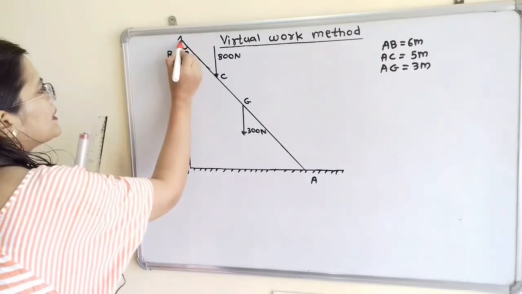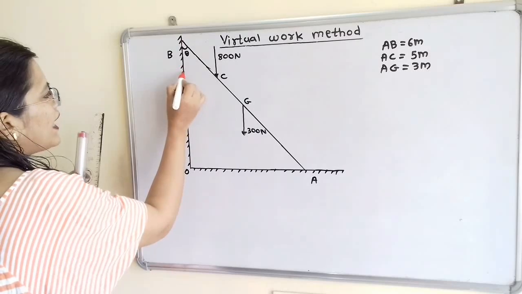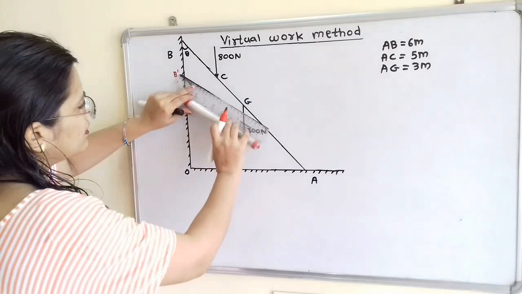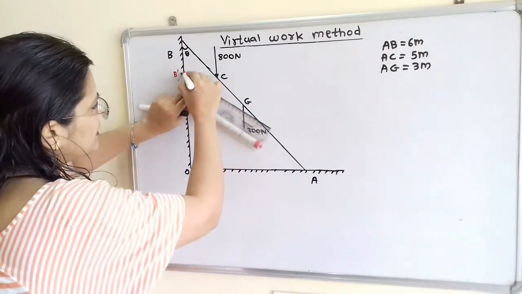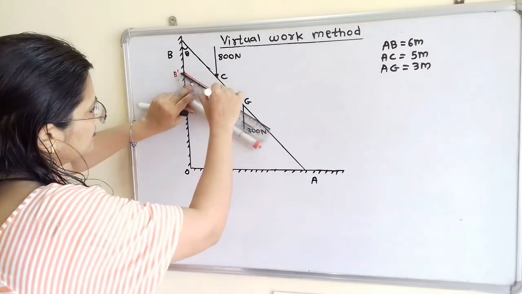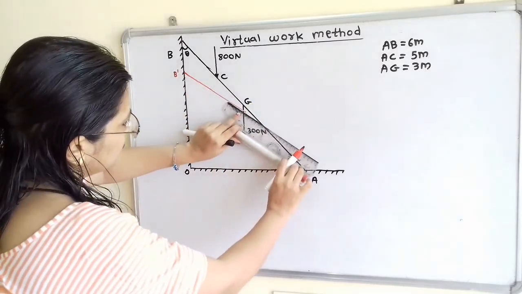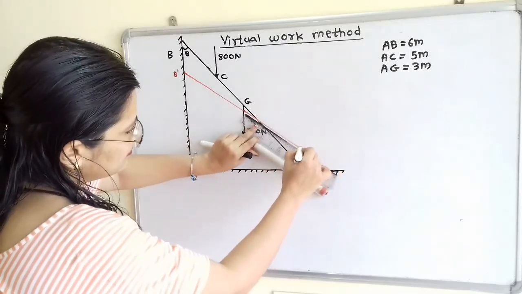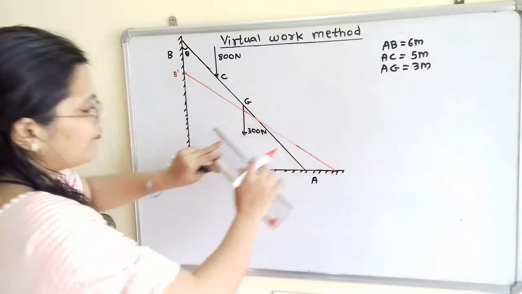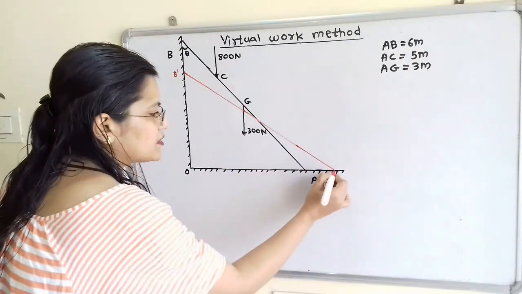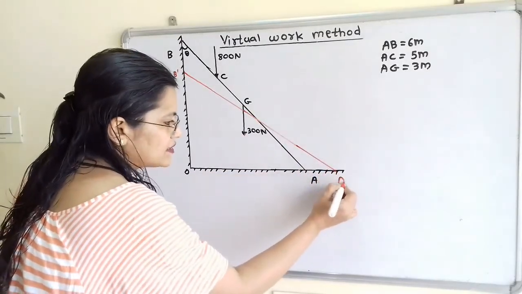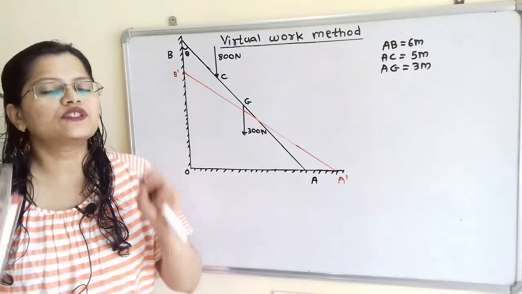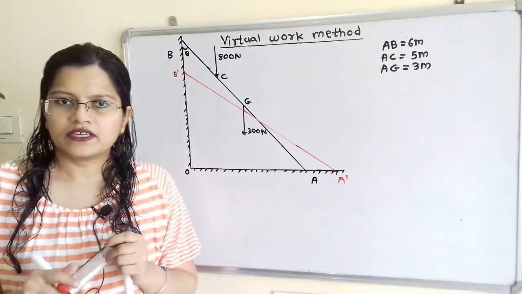So this point B will move in the downward direction and here will be new position B dash. So I will show here the new position of the ladder with the help of red marker. And at contact point A, this is the new position of this ladder is A dash. Now in virtual work method, we use force multiplied by displacement.